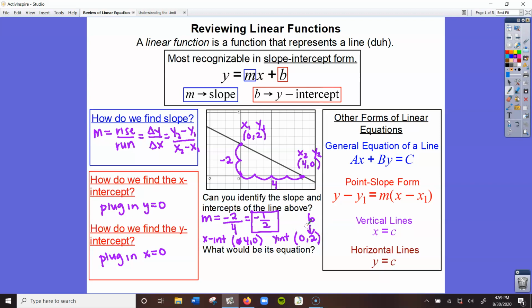slope-intercept form. Since I have the slope and I have the intercept, I am actually able to write its equation. Remember, it's y equals mx plus b. All I'm going to do is replace m and b with its values. So the equation of this line would be y equals -1/2 x plus 2.